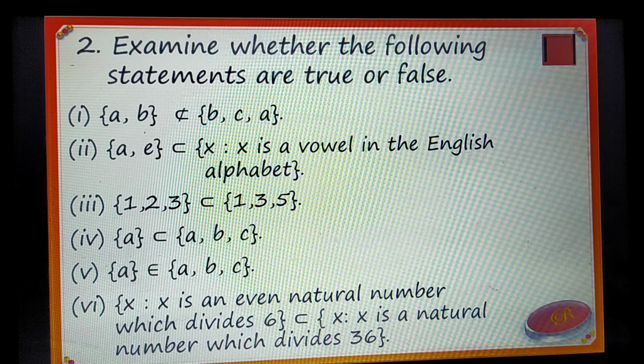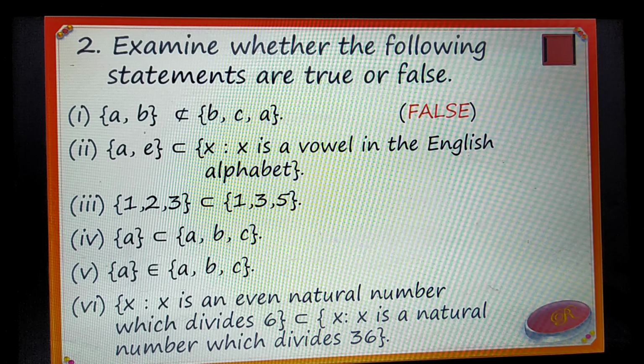Question number 2. Examine whether the following statements are true or false. Number 1. Set with elements A, B is not a subset of set with elements B, C, A. Solution. False. Because first set is a subset of second set.